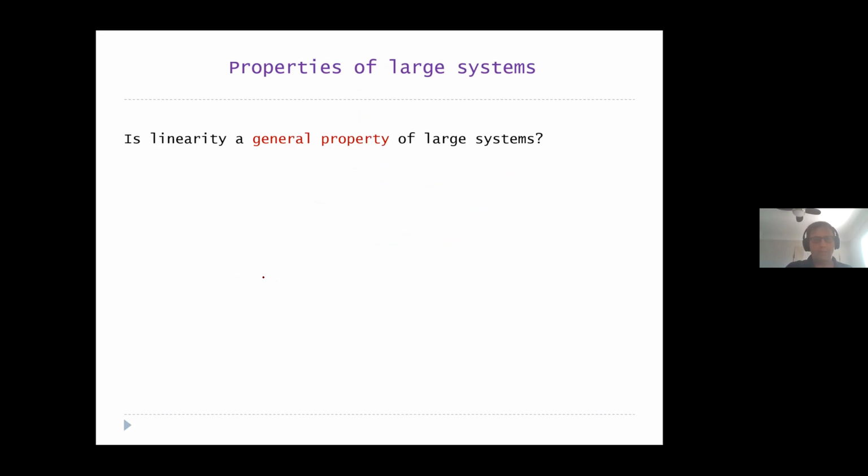Now let me point out that the natural question here is to ask, well, is linearity general? Maybe every big system should be linear, right? Maybe linearity is a general property of every wide system. In which case, this would not be so. I mean, it would be remarkable, but maybe a little less interesting in a sense. But it turns out not true.